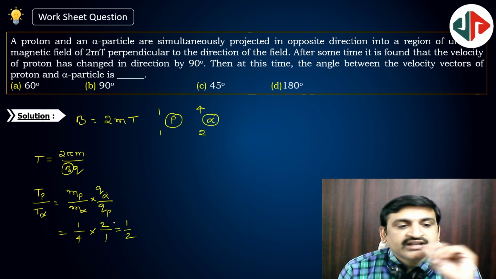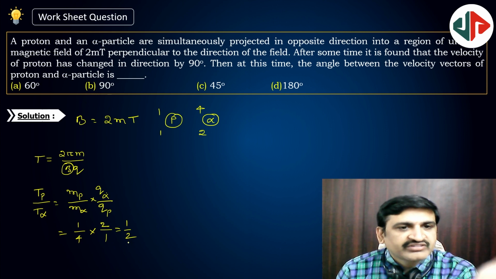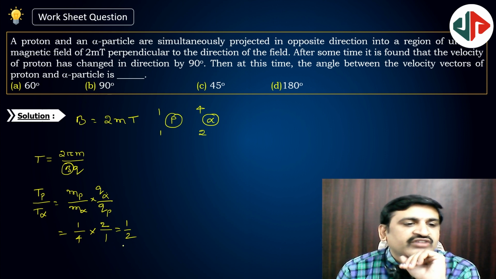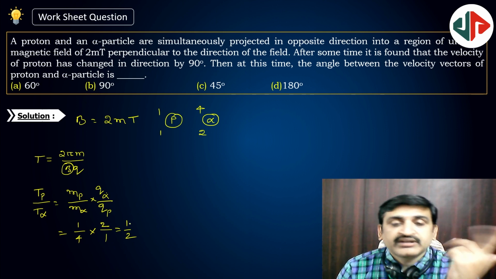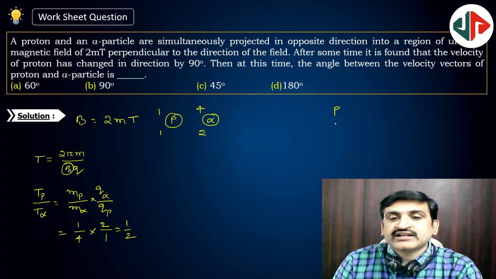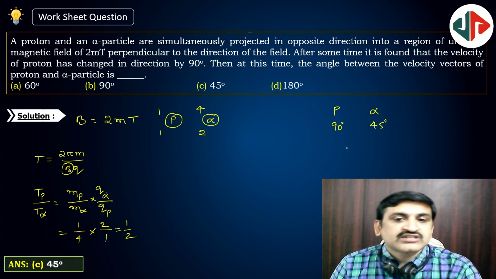Suppose proton has taken 90 degrees, then alpha will be only half of that. That means it will complete only 45 degrees, because its time period is larger. So the angle between them is automatically 45, the difference only. Right.